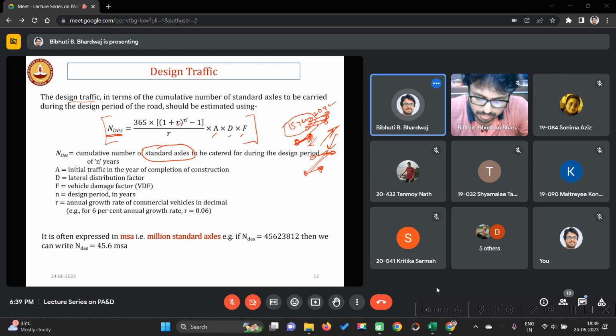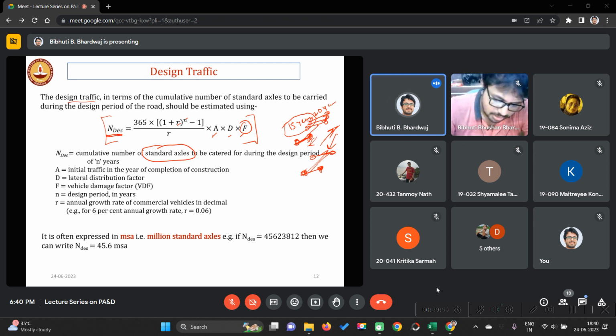Although we could simply count the axles, we will be underestimating if we simply count the numbers and do not take into account the loads carried by the axles, right? So we need to convert all those axles to standard ones. How standard axles are defined and converted, we will see while designing this F, that is VDF.